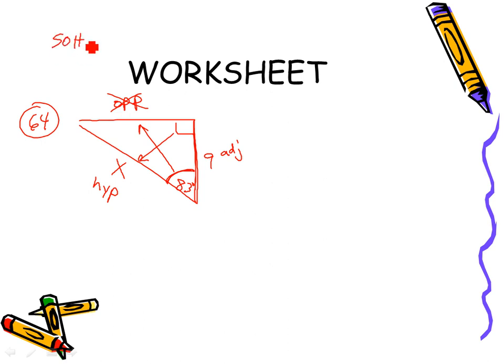So we go back, so, TOA, and we want the one that deals with adjacent and hypotenuse. It'll be right there, so that's the cosine. So when we set up our equation, it's going to be the cosine of our angle equals adjacent over hypotenuse, 9 over x.